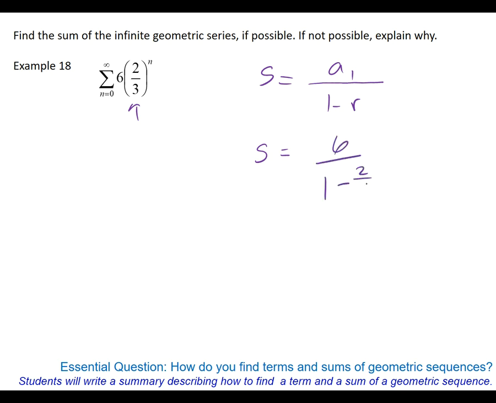Ratio? 2/3. Final answer? 18. Alright, so the last one.